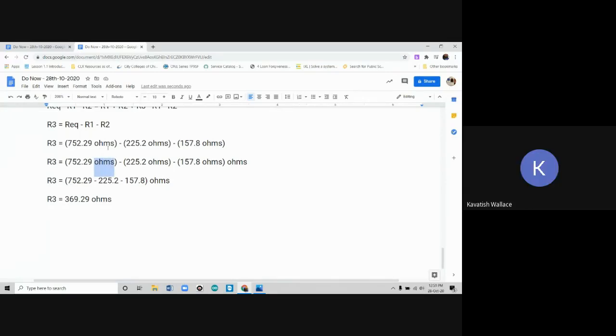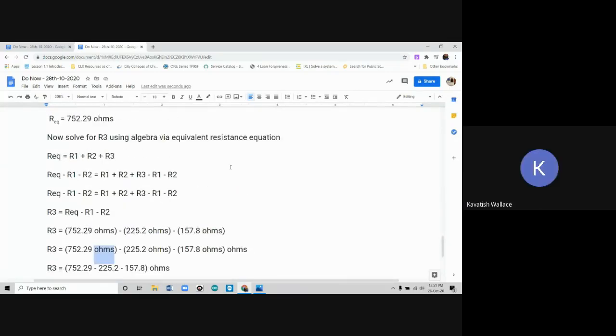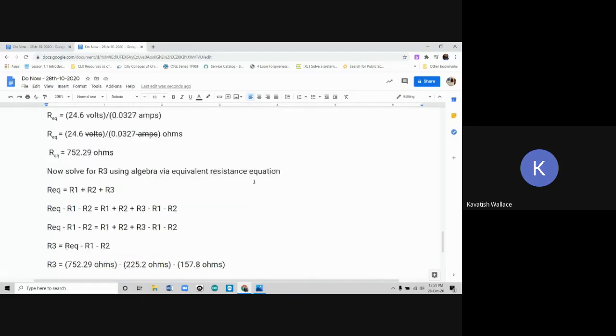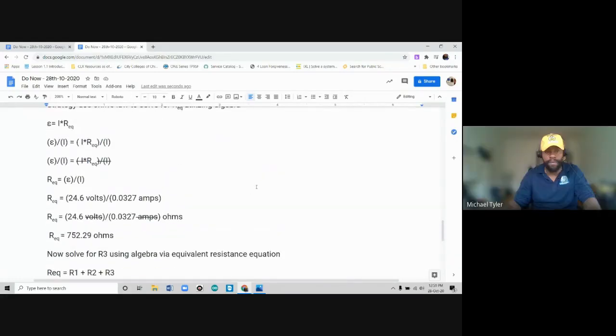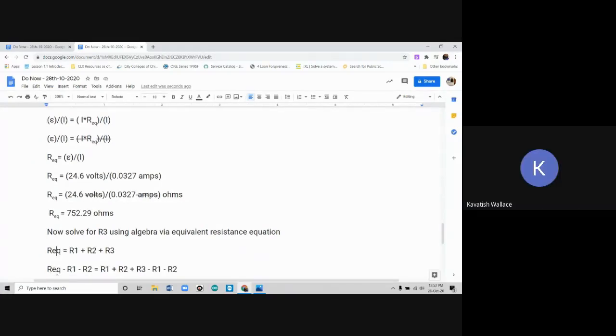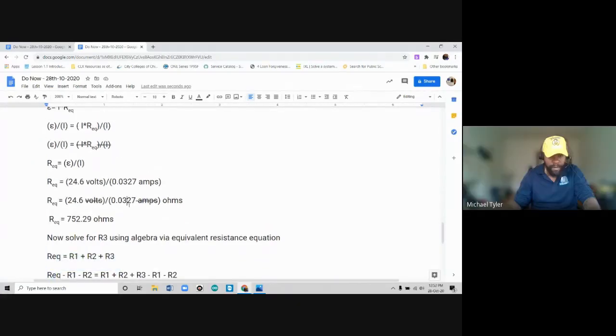Hey, Mr. Tyler. Who's that? Wallace. Hey, can you go up a little to the crossout part? To this part? Right there. Okay. Right, what about volts? Yeah, right here. Okay.